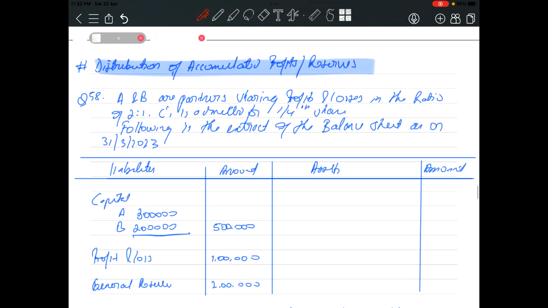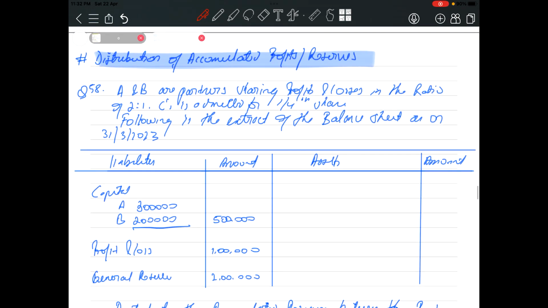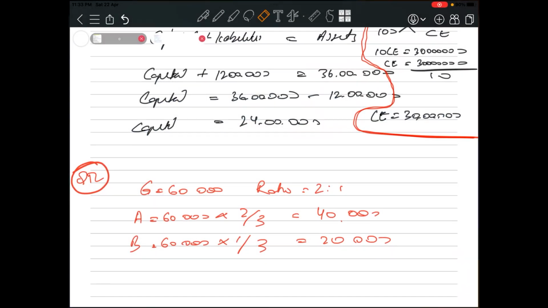Now let's come to distribution of accumulated profit and reserves. Let's have a brief discussion again. What are accumulated profits and what will be the distribution when a new partner is admitted or a partner retires? Now we are talking about admission, so let's just talk about admission.